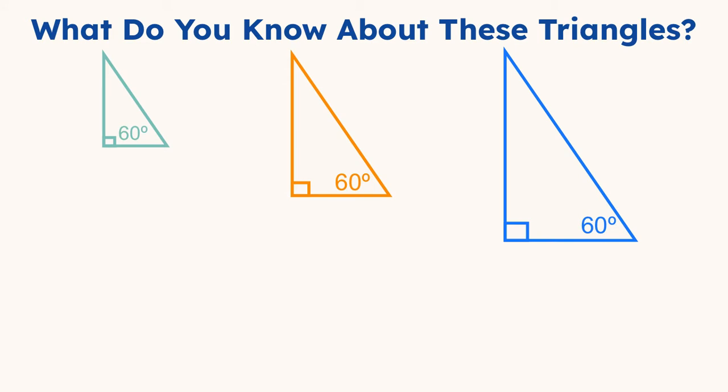So here are three examples that we're going to look at, and we're going to try to figure out what we know about these triangles. I'm going to start by filling in the missing angle. These all have a missing angle of 30 degrees. I know that because triangles add up to 180. So if I just do 180 minus 90 minus 60, I get 30.